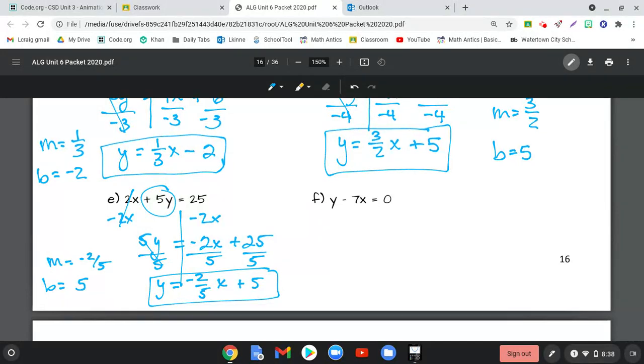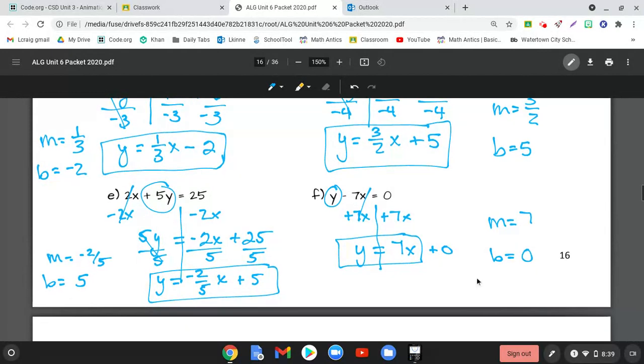All right, last thing, we got a 0. That's okay. Again, I want to get y by itself, so the only thing I have to do is add 7x. So I'm left with y equals 7x goes first, and then you can put the plus 0 if you want, but you don't have to. I would just leave it as y equals 7x. So your slope is 7, your y-intercept is 0. So we'd start at the origin.